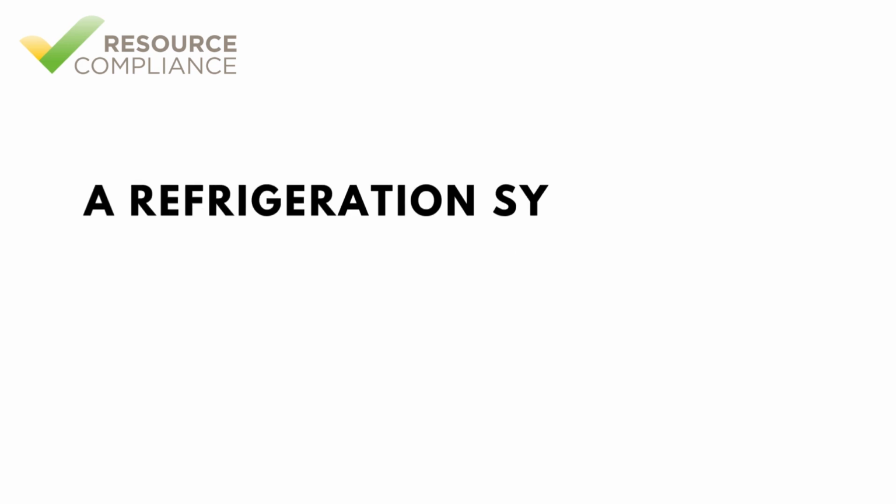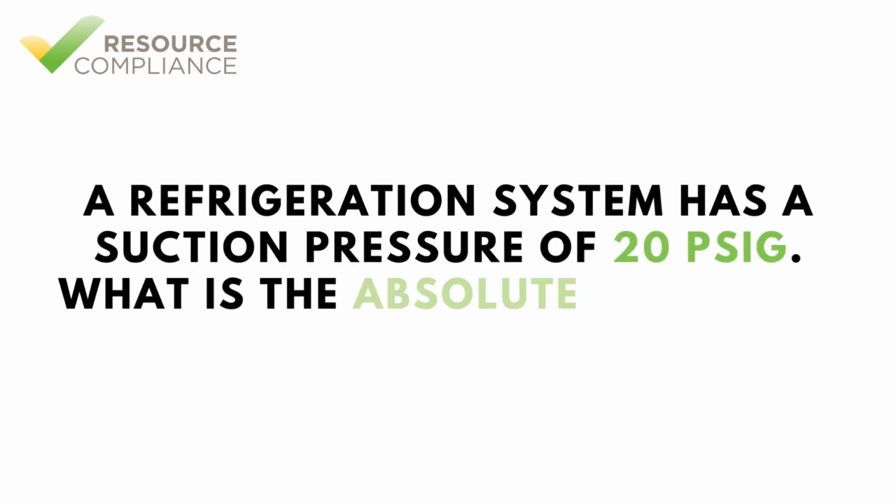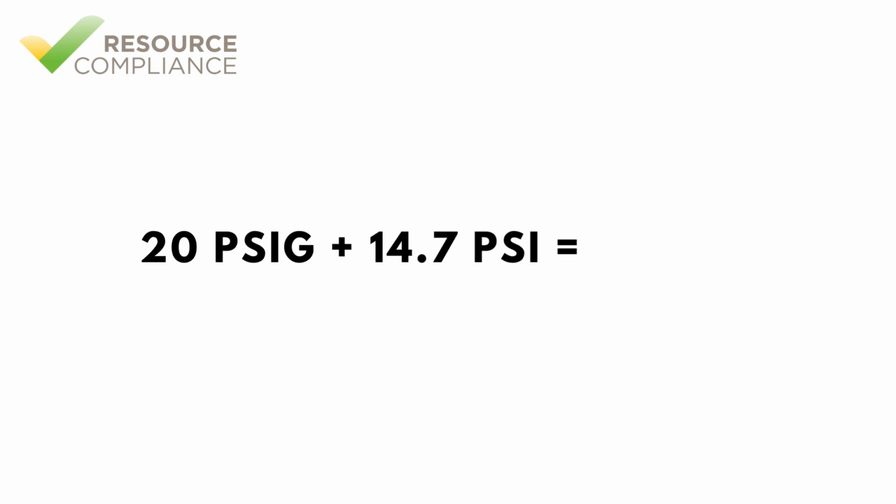Let's try an example. A refrigeration system has a suction pressure of 20 psig. What is the absolute pressure? This can be calculated by adding 14.7 psi to the 20 psi gauge pressure. The absolute pressure is 34.7 psia.